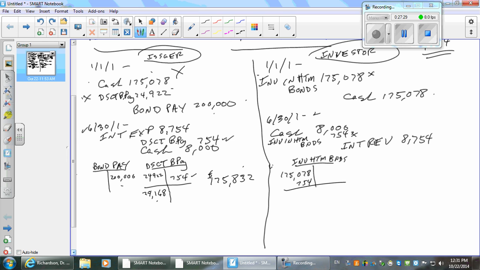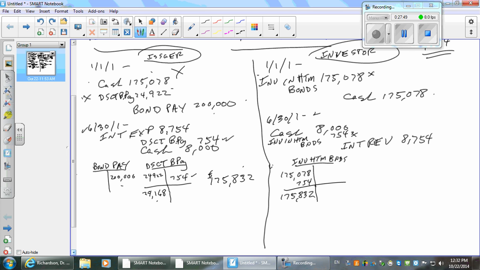It's doing the same thing. What's the carrying value of the bond now? What's 175,078 plus 754? 175,832. Do you see that both of them stay at exactly the same point? Did you record that on the issuer side? The 175. Oh, no, you don't need to.